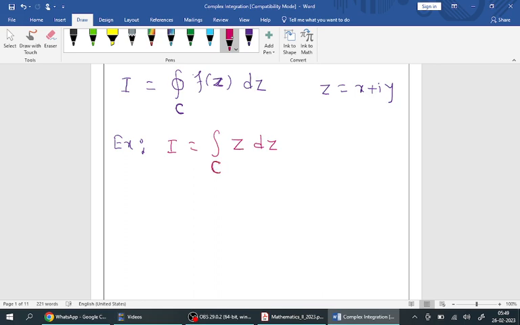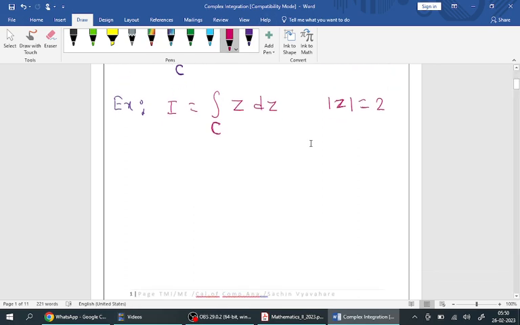Let us assume the curve C is a circle, given by mod z is equal to 2. So that is the curve. The answer is obviously not z square by 2, because it is not integration in a real domain. It is in the complex domain, and again we are integrating over the curve C. So actually we are integrating in the complex plane, where x is the real axis and y is the imaginary axis, and mod z equals 2.